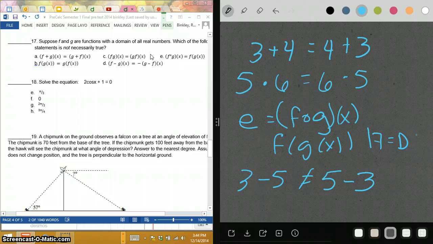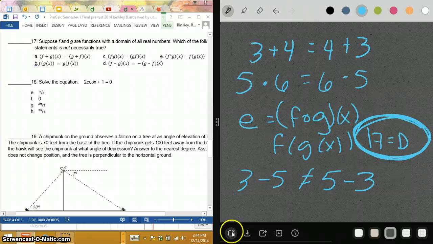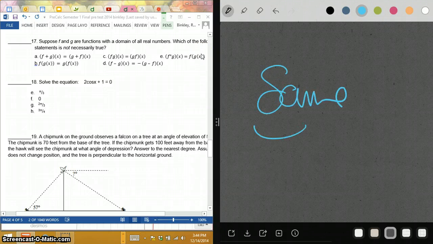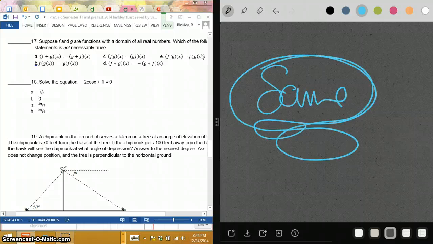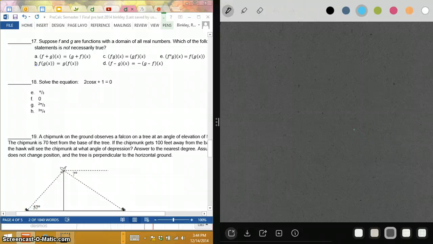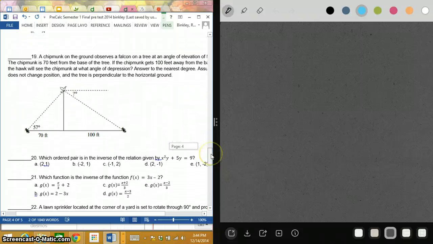17 is D. I was going to try to get to 19, so I'm going to keep going. 18 is the same one we already did, so I hope you realize that it's the same and you can go back and check that one. And 19, just make sure you're drawing this out, and it should be fairly easy.